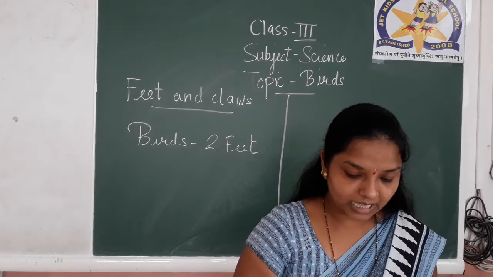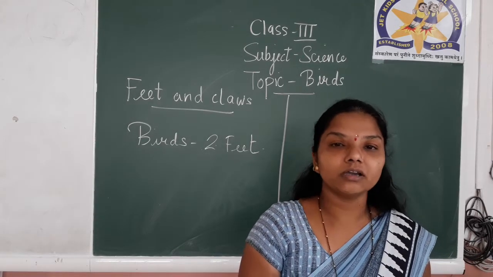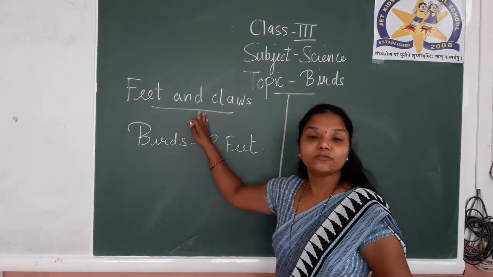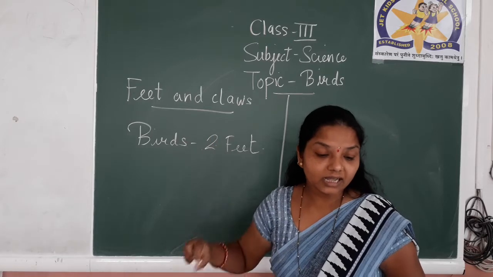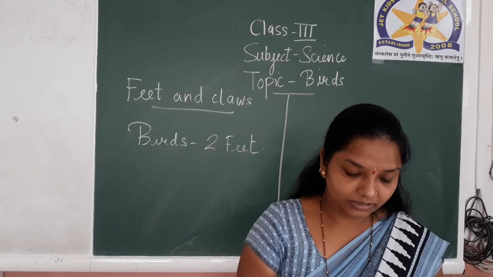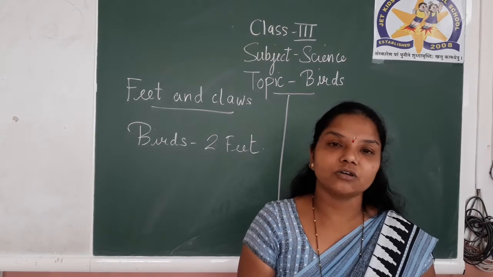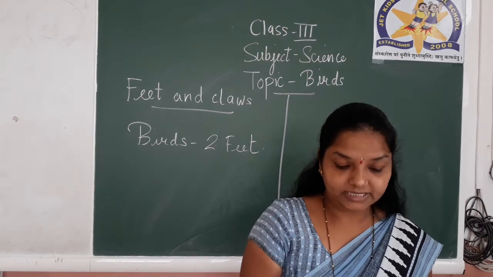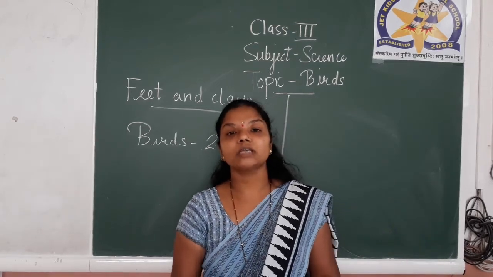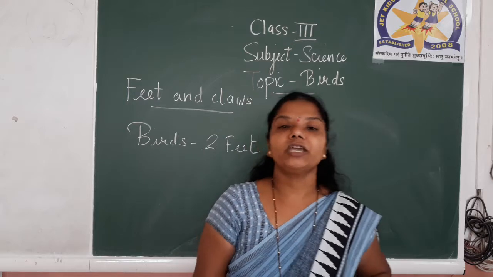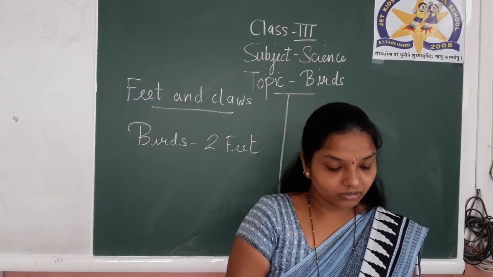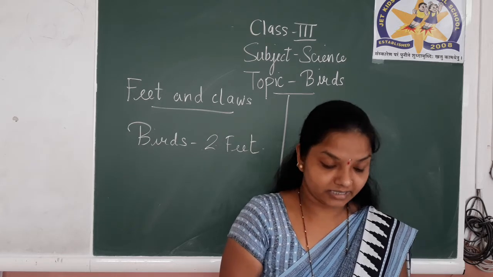Birds use their claws and feet to hold food. What is the purpose of feet and claws? The purpose of feet and claws is to hold the food. They also use their feet to move around on the ground or on the branches of the trees. With our feet, we walk. In the same way, birds also use their feet to move around and on the branches of the trees.